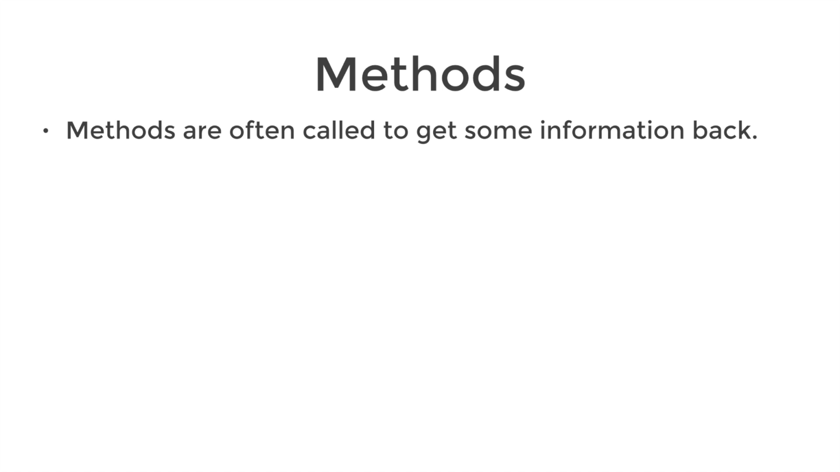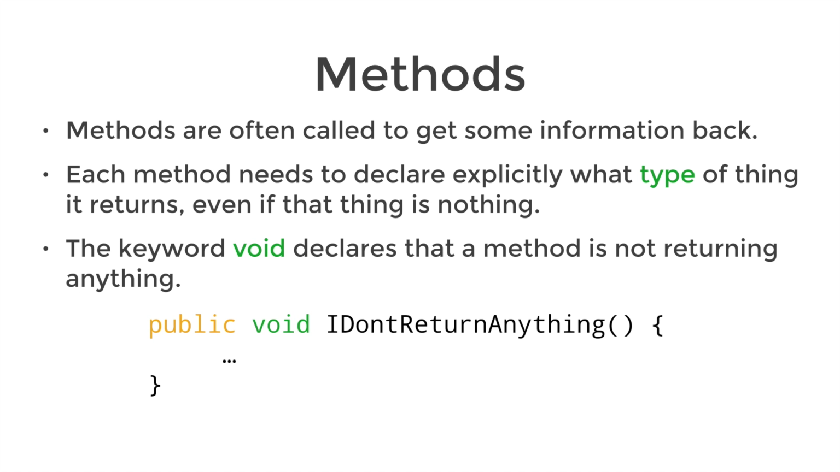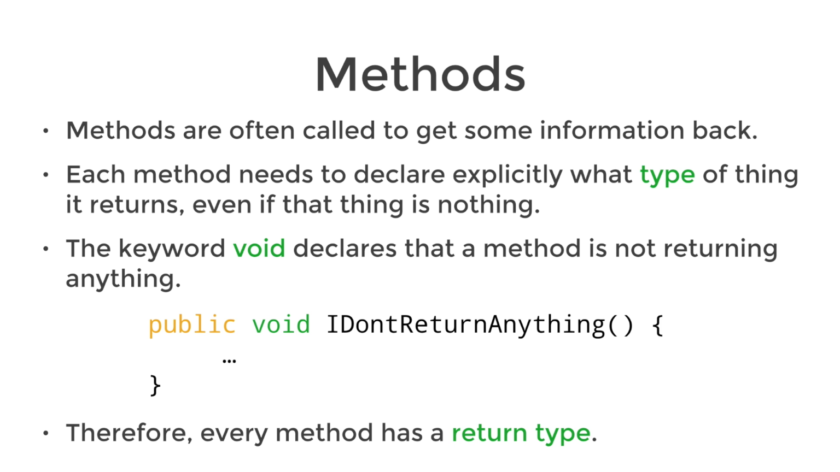Many methods are called to get some information back. If we have a method that multiplies two numbers, then we give it the numbers that we need to multiply, and we get back the product. But in Java, each method needs to declare explicitly what type of thing it returns. If the method doesn't actually return anything, if it just executes a bunch of statements that do something, and it's not giving us anything back, then we have to actually specify that with the keyword void. Therefore, every method has a return type, even if that method isn't returning anything.